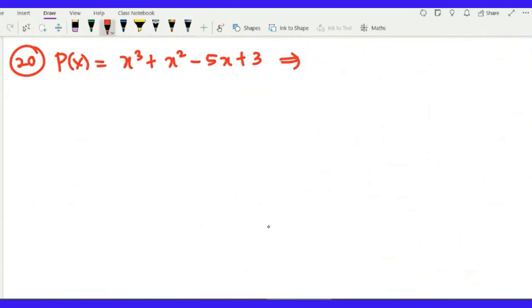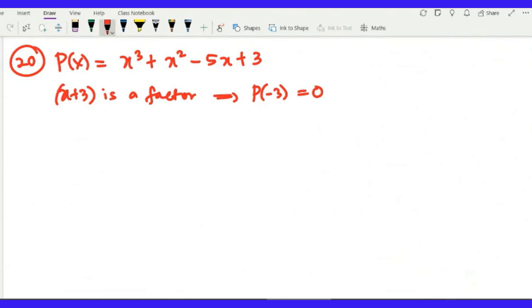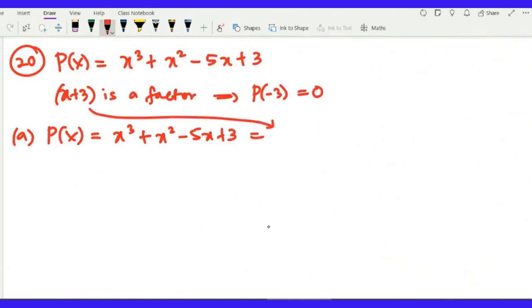x plus 3. I write it again: x plus 3 is a factor. Meaning, P(-3) should be 0. And the question asks us to factorize completely. So we will do CTC here. We already know one factor, that is x plus 3.